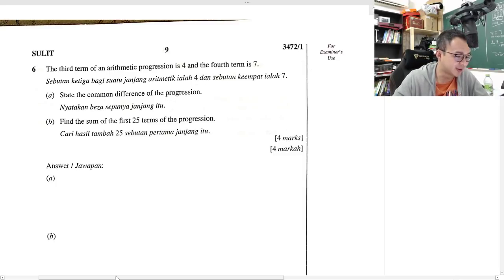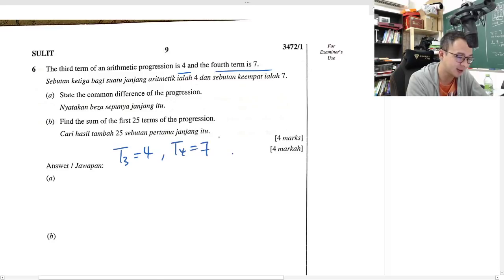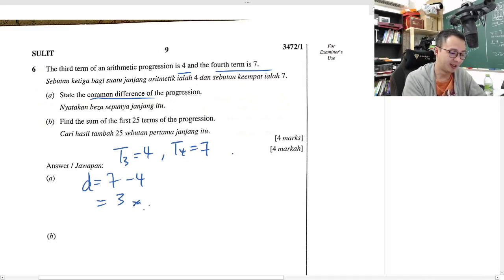Okay, so the third term is 4 and the fourth term is 7. So we know T3 equals 4 and T4 equals 7. State the common difference. The common difference is basically the fourth term minus the third term, right? 7 minus 4, then we get 3.